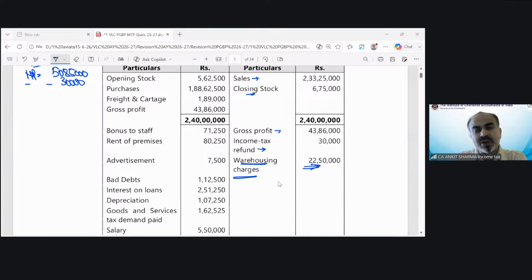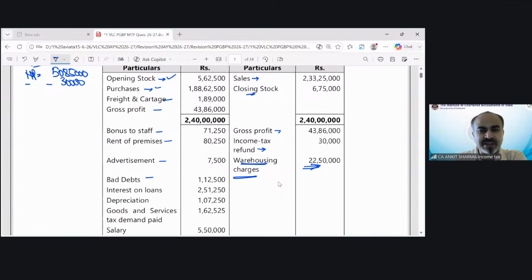Now let's move on to the debit side. Opening stock is correct. Purchase, part of expense, paid, gross profit, bonus to staff, rent of premises, advertisement, bad debts, interest on loan, depreciation. So this depreciation must be as per the accounting provision, and we have to find out the depreciation as per income tax provision. So we will add back this accounting depreciation.